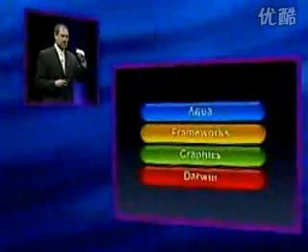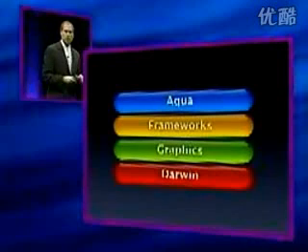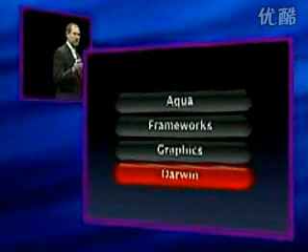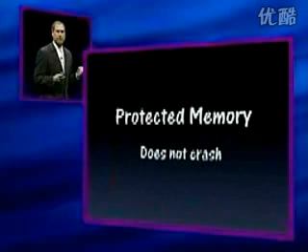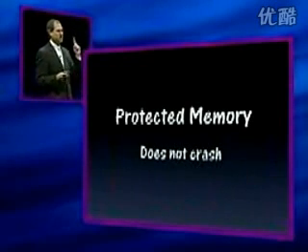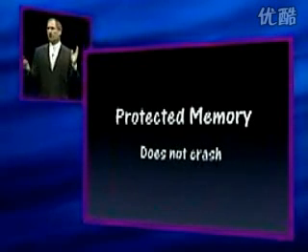So let's examine the architecture of Mac OS X for a second. The architecture has 4 layers: Darwin, the foundation, the graphics, the frameworks, and our new user interface, Aqua. So let's take a look at Darwin. Darwin offers us some amazing new features for the Mac. First and foremost, protected memory so you don't crash.